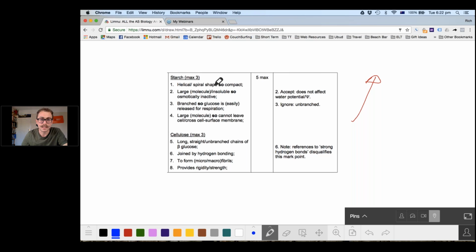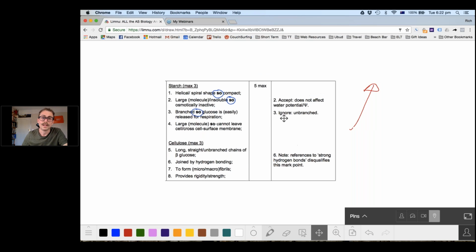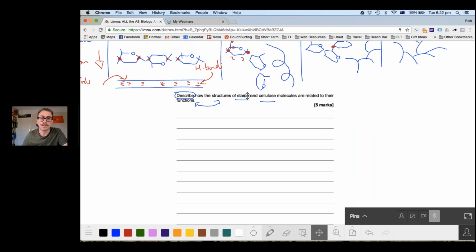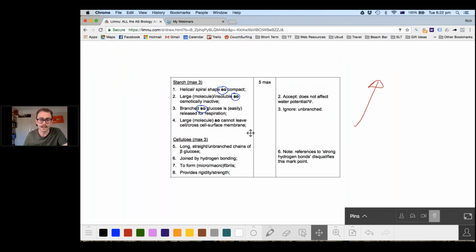So it needs this. See here, we've got "so" in brackets. We need to link. The question told us that we need to describe how the structures are related to their function, so it's looking for that linking in the answer. Large molecule, so it cannot leave the cell or cross the cell surface membrane. I've never seen that one before.